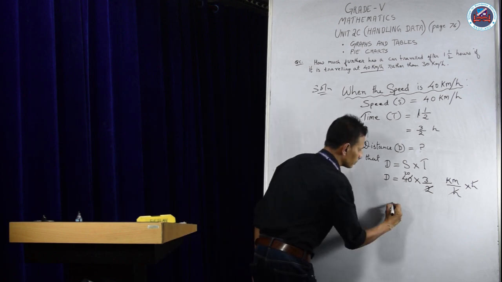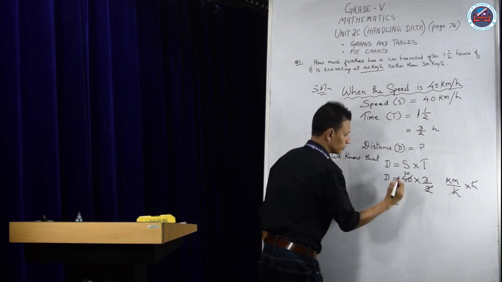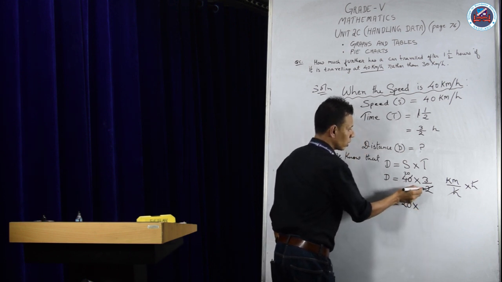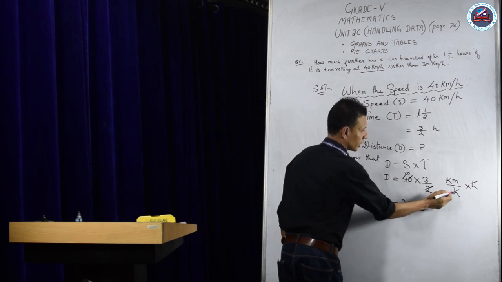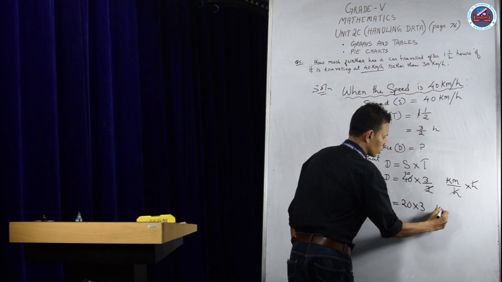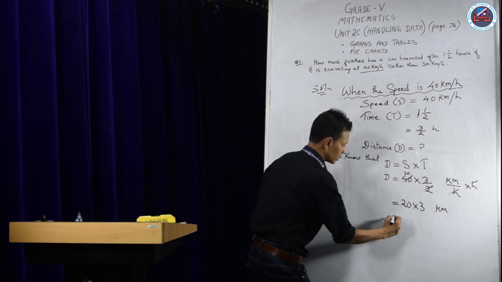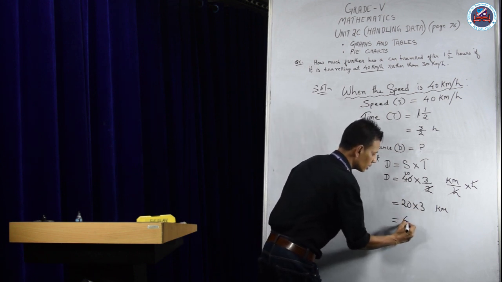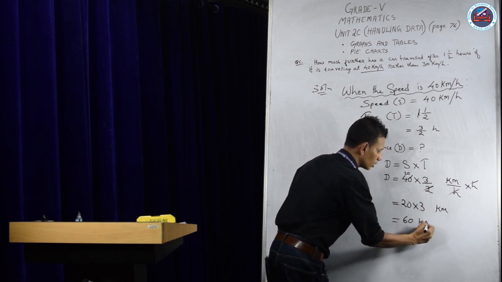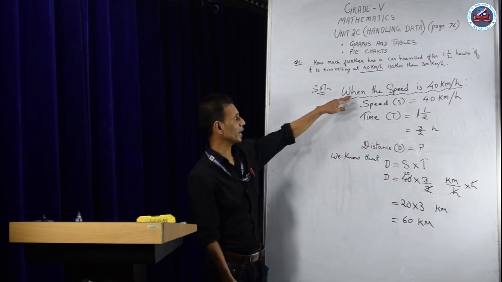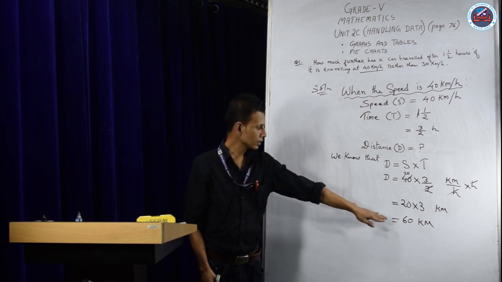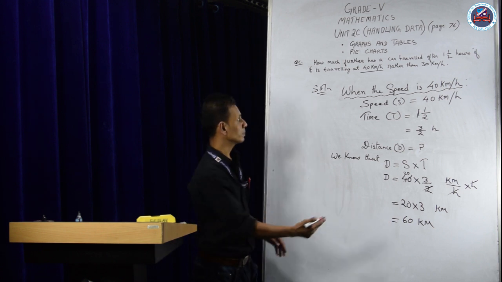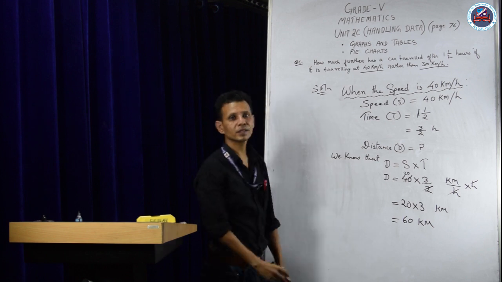Okay. Your next step. Here 40 is gone, only 20 left. Write it down. Next is the multiply sign, write it down. 2 is gone, only 3 left, write it down. H gone, only km left, that is kilometer, write it down. Okay, next step. 20 times 3, 60, right? Write 60 kilometer. You are done. When the speed is 40 km/h, the car will cover 60 km. Distance is 60 km. The next step is this, 30 km/h.